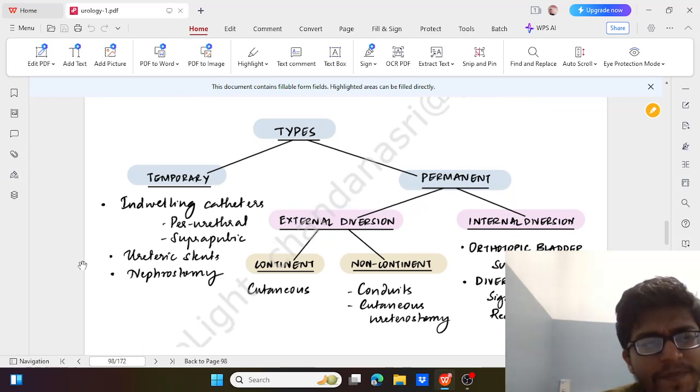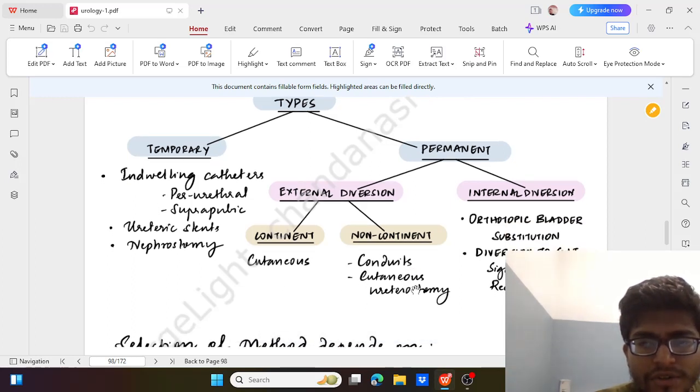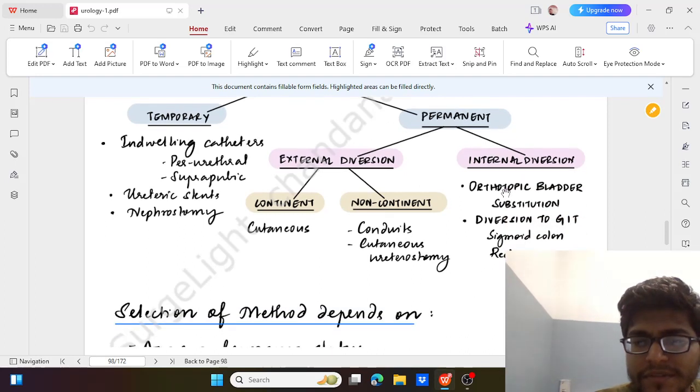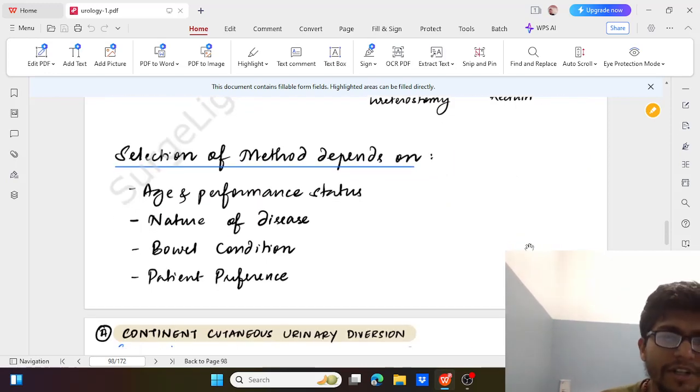Then coming to types, commonly the temporary one is where we have an indwelling catheter, which would be per-urethral or suprapubic. Apart from that, we have ureteric stents and nephrostomy tube. In permanent, we have external diversion and internal diversion. External diversion can be continent and non-continent. Continent could be through cutaneous, and non-continent could be conduits or cutaneous ureterostomy. In internal diversion, we have orthotopic bladder substitution. Diversion to the GIT could be sigmoid or rectum. So these are some of the types of urinary diversion.